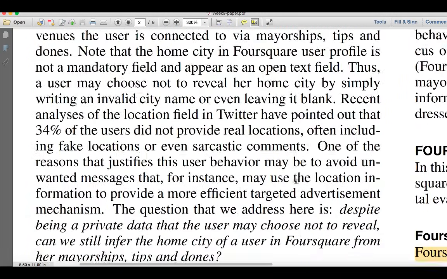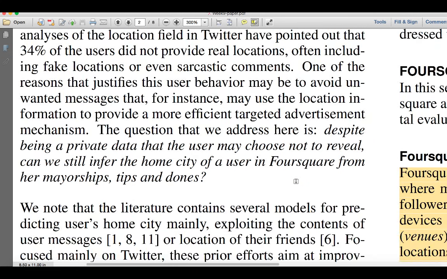And then you quickly mention the methodology that you used. Essentially, the introduction would be just a shorter, abridged version of the rest of the paper, which covers methodology, inferences, contributions, and conclusions. And the question that the paper specifically addresses is: despite being private data that the user may choose not to reveal, can we still infer the home city of a user in Foursquare from their mayorships, tips and dones, which are publicly available information? Right? So that's the question.